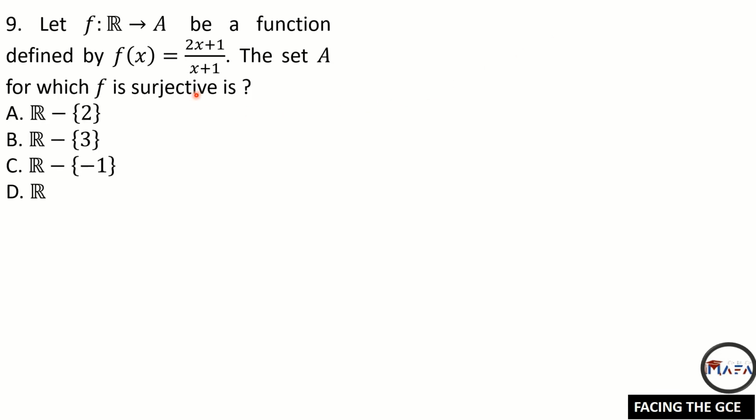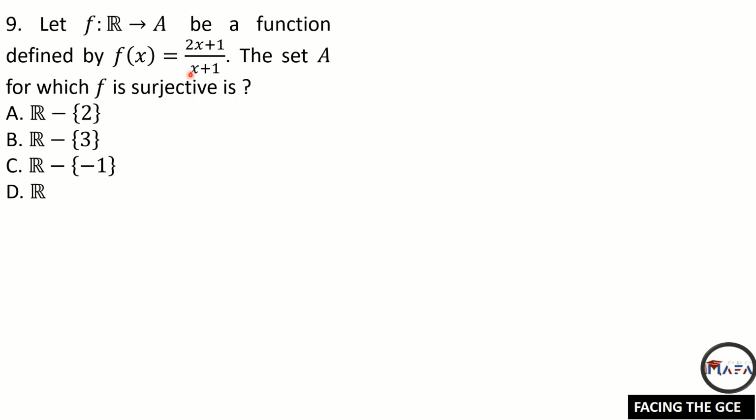Alright, so a function is surjective if the codomain of the function is equal to the range of the function. The range of the function is the domain of the inverse. So for us to get the range, first of all we find the inverse of the function, and then we find the domain of that inverse. We get the range of the function.